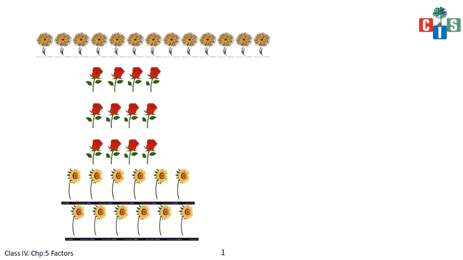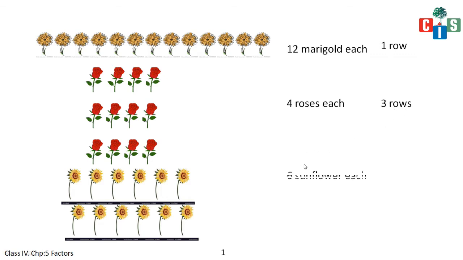Yes, I have planted them with different arrangements. So kids, we have 12 marigolds in one row, and then we have 4 roses each in 3 rows, and we have 6 sunflowers each in 2 rows. So in all we have 12 plants in each flower bed.